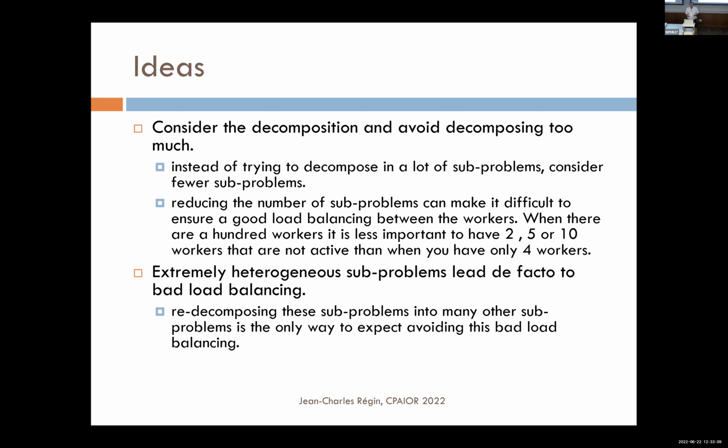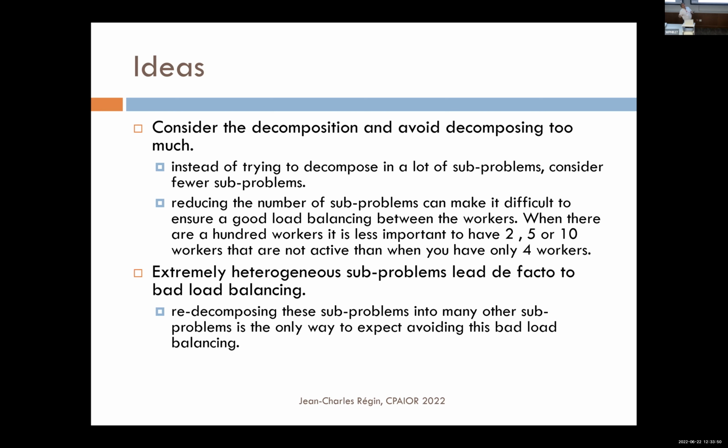Okay, so the first idea is that we don't want to decompose too much because we don't want to have the bad effect of the decomposition. But the problem is that if we decompose less, because we are prepared to redecompose, we are going to have a bad load balance. Because this was the reason for which we decompose more. But when there are 100 workers, it is less important to have 2, 5, or 10 workers that are not active than when you have only 4. So the things are different, and this is why so many things are changing when you have 100 workers.